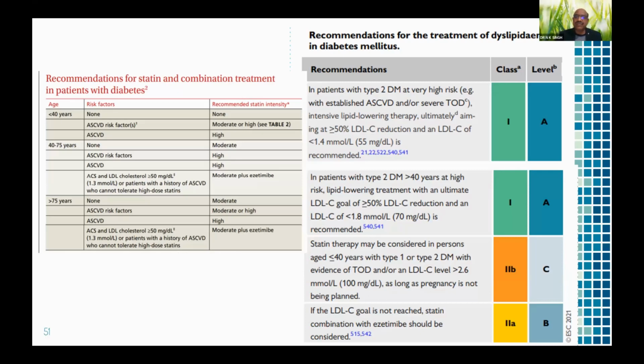But if the diabetic patient is more than 40 years old at high risk, lipid lowering treatment with an ultimate goal of more than 50% LDL-C reduction and an LDL-C of 70 milligram per dL is recommended. So basically, in practice we are following this 70 milligram. And suppose a patient is less than 40 years old with type 1 or type 2 diabetes, but has evidence of target organ damage, then statin therapy may be considered. So this is how we proceed.